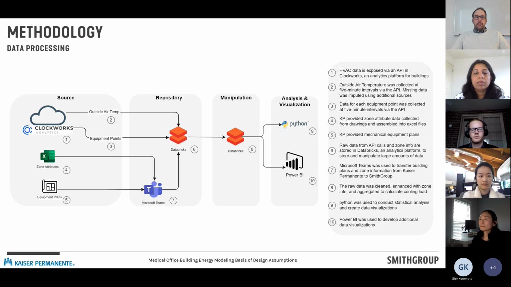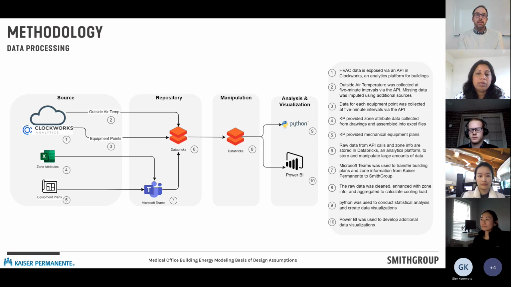We stored most of the data in our Databricks repository, and that's where we brought everything together and enabled us to do the calculations. We also use Microsoft Teams to transfer data between Kaiser and Smith Group. And then finally, we use Python, both within Databricks and outside, to do analysis as well as create data visualizations. And we also use Power BI.